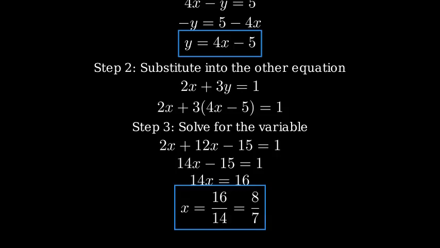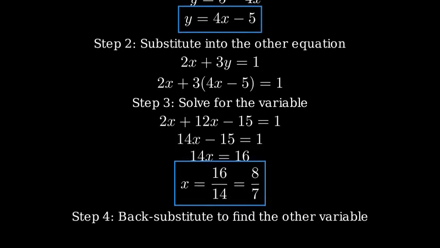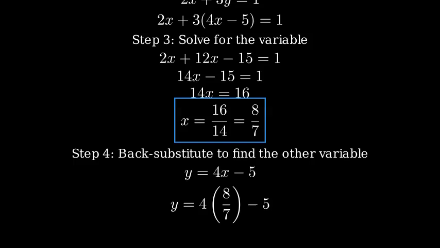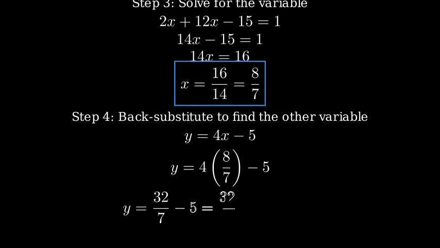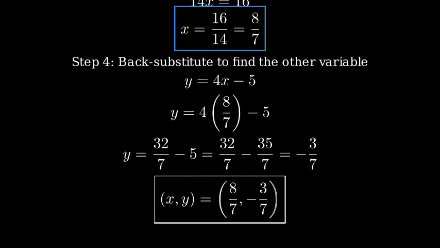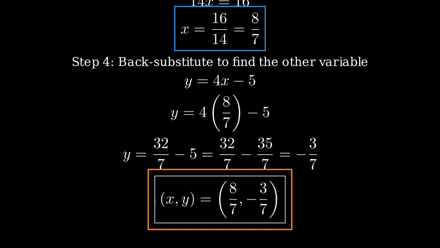For the final step, we back substitute x equals 8/7 into our expression for y, which was y equals 4x minus 5. This gives us y equals 4 times 8/7 minus 5. Simplifying, we get y equals 32/7 minus 5, which equals 32/7 minus 35/7, giving us negative 3/7. So our solution is the ordered pair (8/7, negative 3/7).